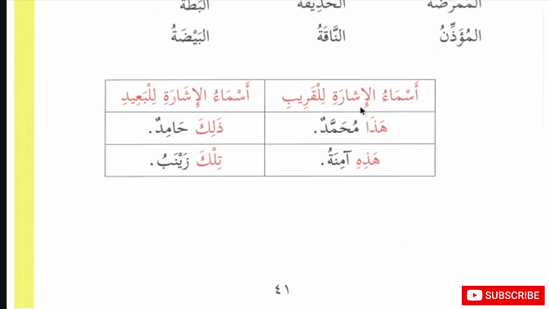This is أسماء الإشارة للقريب. The demonstrative pronouns for things that are close: هذا and هذه. أسماء الإشارة للبعيد. Demonstrative pronouns for things that are far: ذلك and تلك, whether it's male or feminine. And the word asma is the plural of ism. Ism means a noun, so basically you're saying the nouns of ishara, meaning guiding or demonstrating, for the far or for the close.